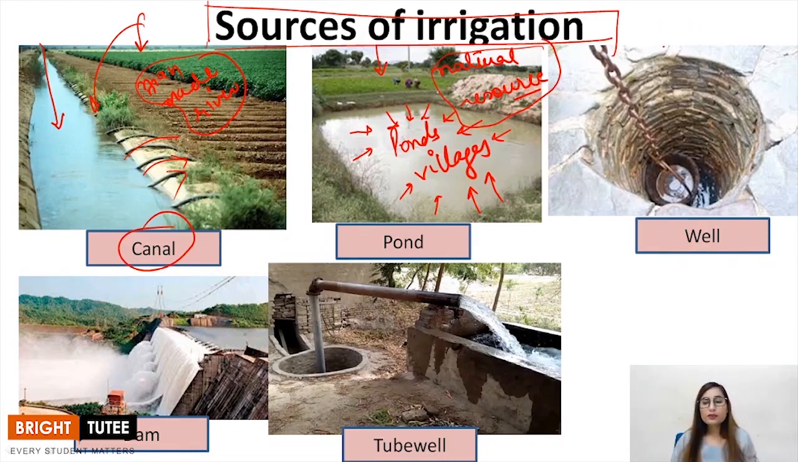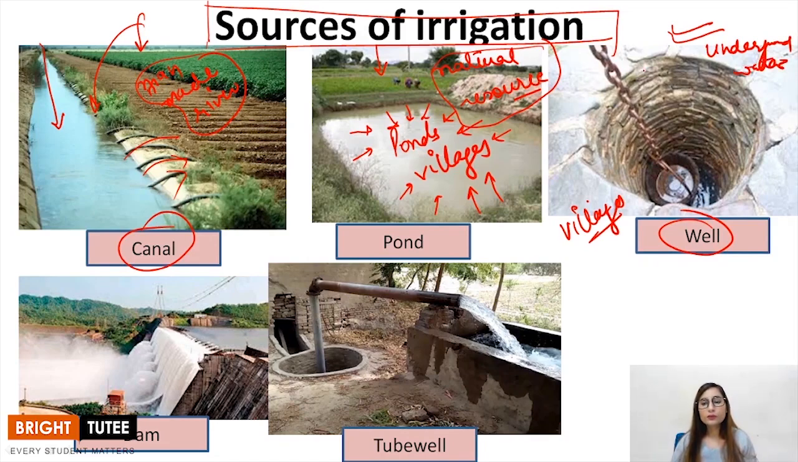Then the next source is wells. Wells are very common in villages. In villages, they are used for irrigation. Basically, wells are holes dug to obtain underground water.